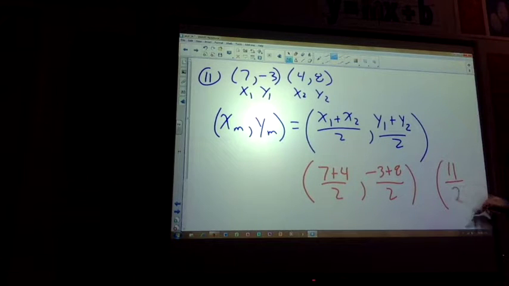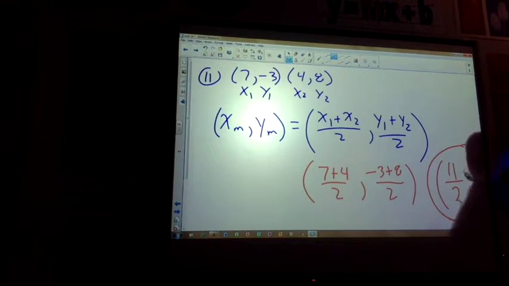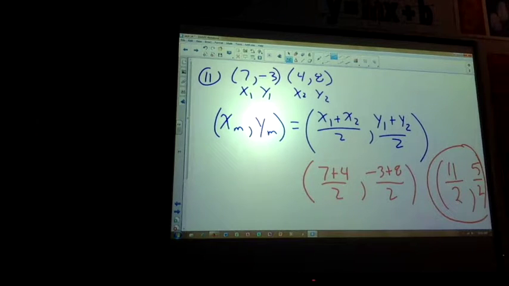Can you put 5.5? Sure. Okay, negative 3 plus 8 is 5. 5 over 2 is 5 over 2. Could you put 2.5? Yes. Sure, some sort of equivalent. That is the midpoint. That is the middle of those two points. Any other questions up through number 12? We good?